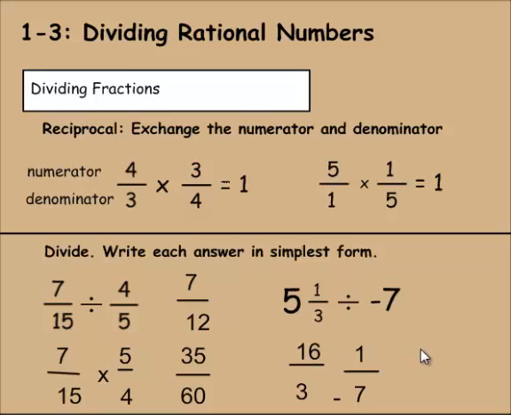Alright, so then we can just multiply across now. We have 16 times 1, which would be 16. We have 3 times 7, which would be 21. And remember, this answer is negative. Can we simplify that at all? Well, 21 can be divided by 7 and 3. 16 cannot. 16 can be divided by 4. 21 cannot. So this is as simple as it gets. Remember to always put that negative in there when you have a negative and a positive. So negative 16 over 21 would be our answer.